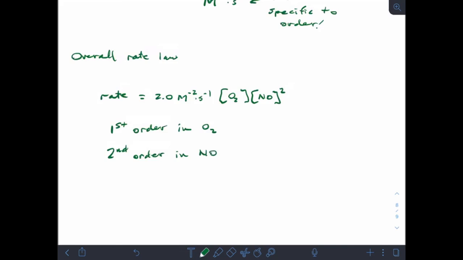Okay. Now the overall order is just M plus N. So it's a third order reaction. Okay, so first order with respect to O2, second order with respect to NO, and the entire reaction is classified as third order.